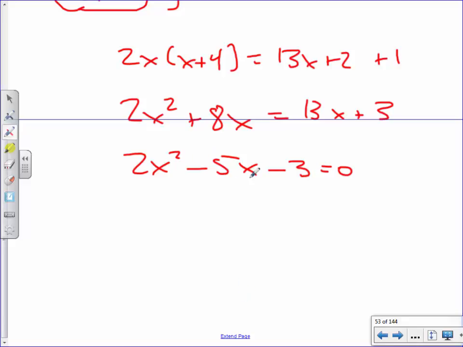How do I solve this? Any ideas? What'd you say? What are some of the methods we have for solving quadratics? You can factor.